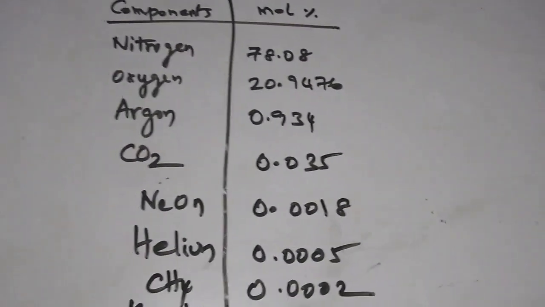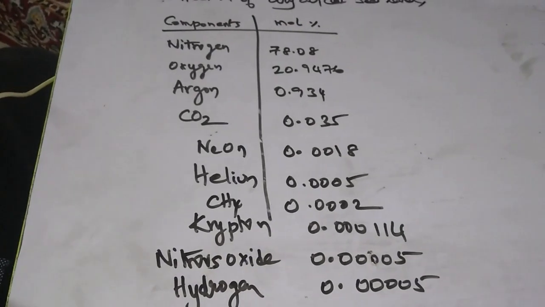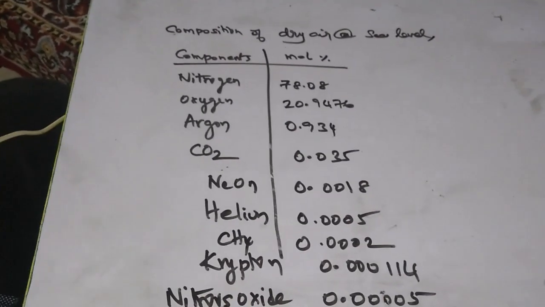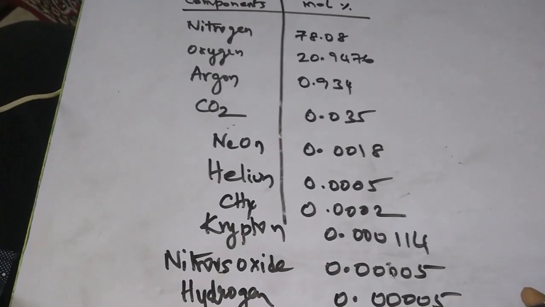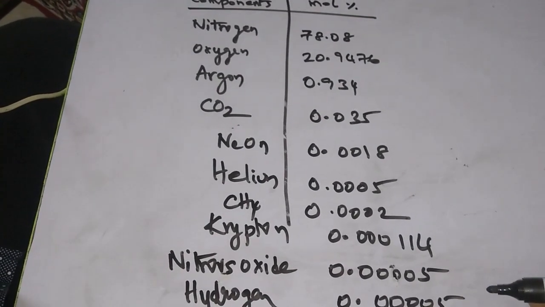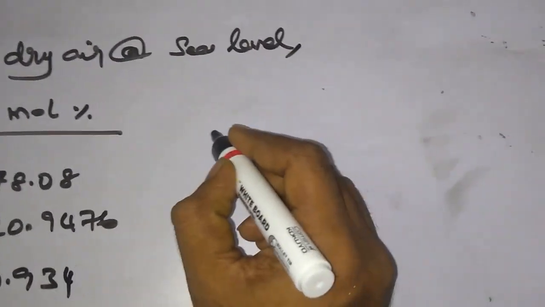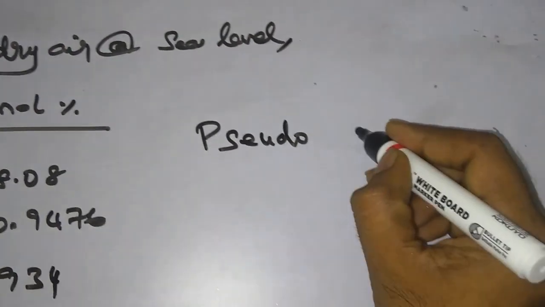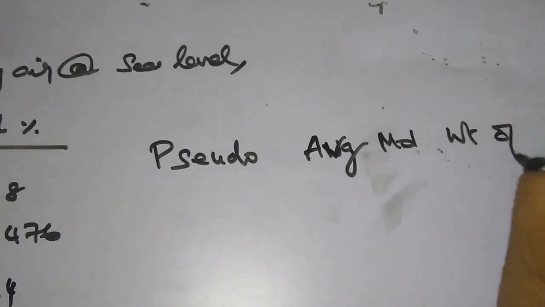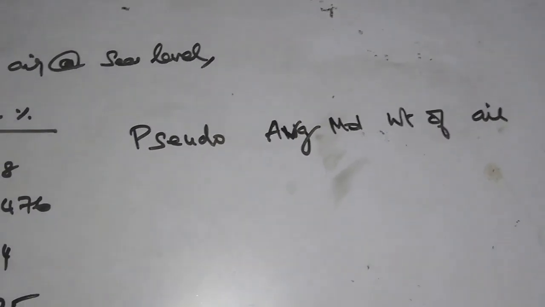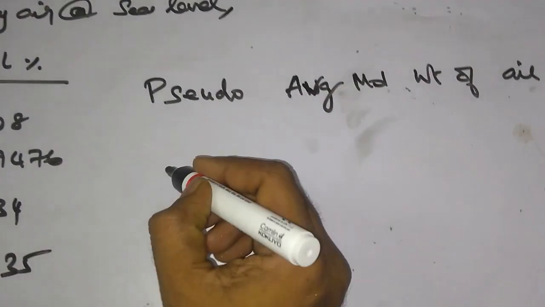So if you have to determine the average molecular weight of gas or air, dry air at this temperature at sea level, it will be very difficult for us to consider these negligible quantities. Okay, so that's where we use an approximation called the approximate pseudo average molecular weight of air. Why it is pseudo is that we are making some assumption. So what is the assumption?